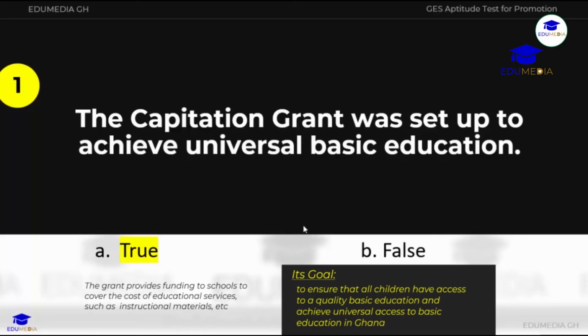Now, the grant actually provides funding to schools to cover the cost of basic educational services such as the instructional materials and any other necessary resources.